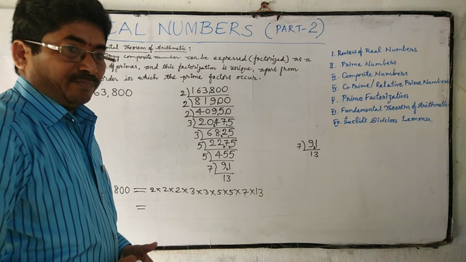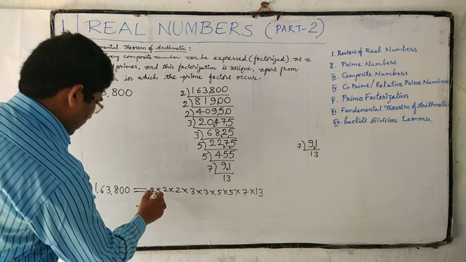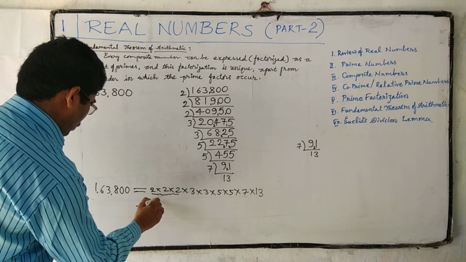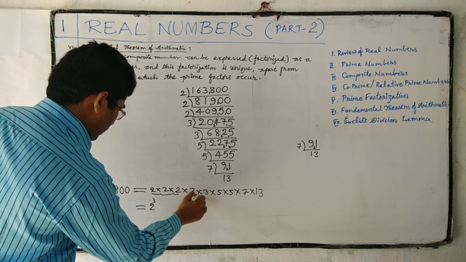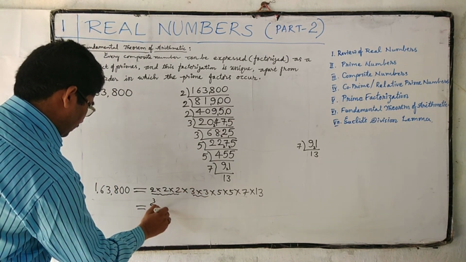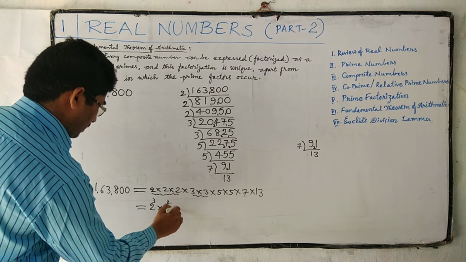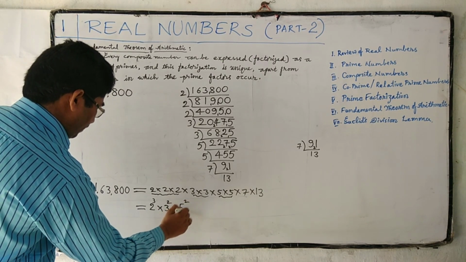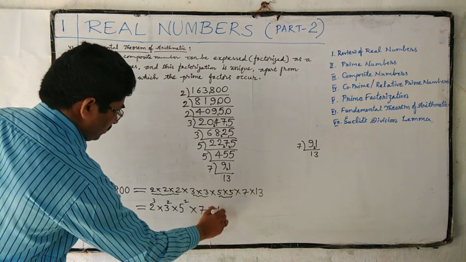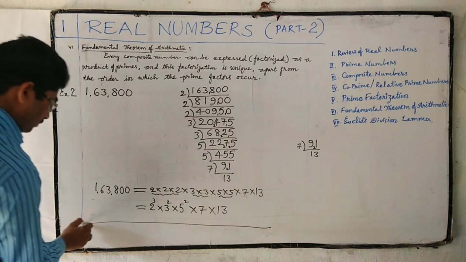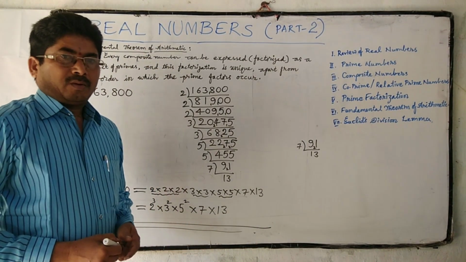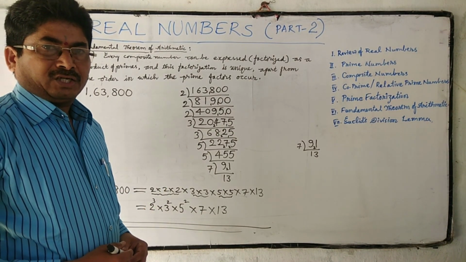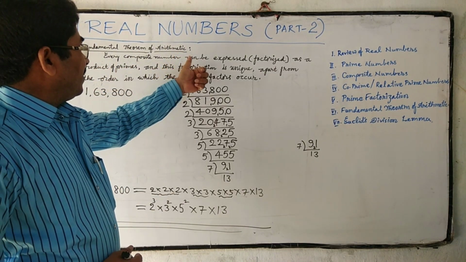Next we have to write the exponential form also. Here we have 3 2s, so we can write 2 cube. Here we have 2 3s, 3 square. 2 5s, 5 square. 7 into 13. By observing this, we can understand this fundamental theorem of arithmetic well.